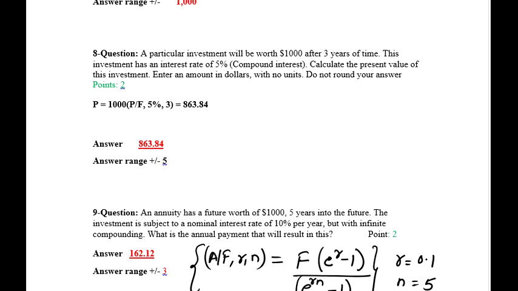So you have your final value as 1000, and your interest is 5% and it is for 3 years. So it's a direct substitution. Get the value of (P/F, 5%, 3). So the answer is 863.84.